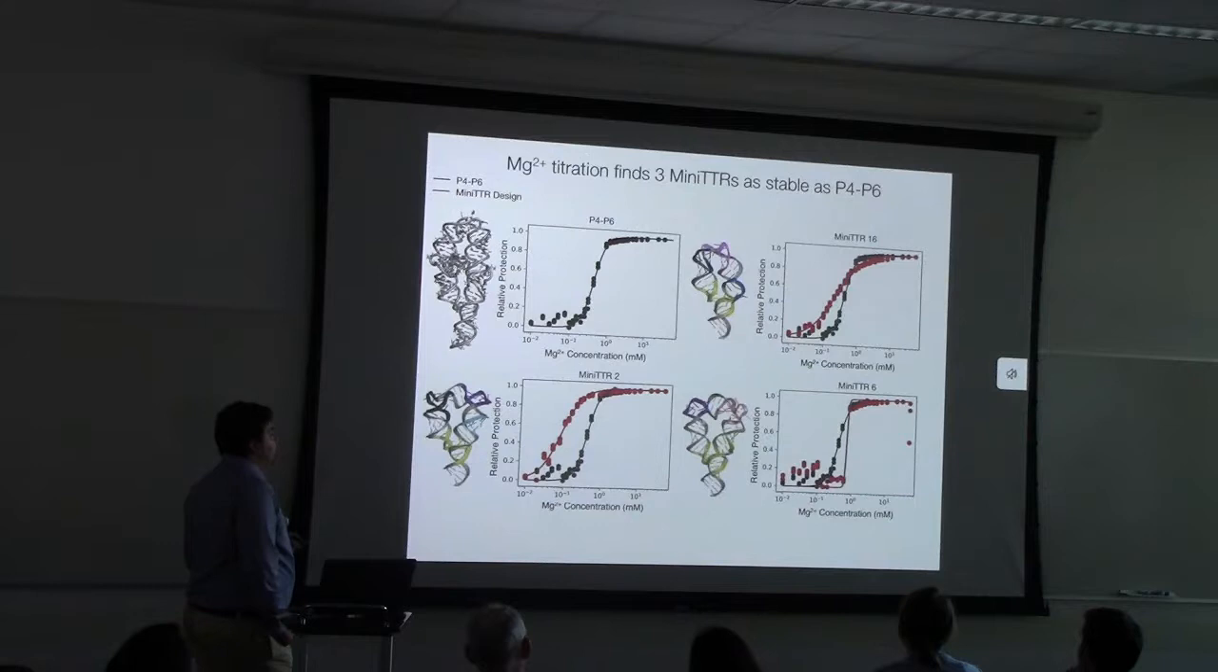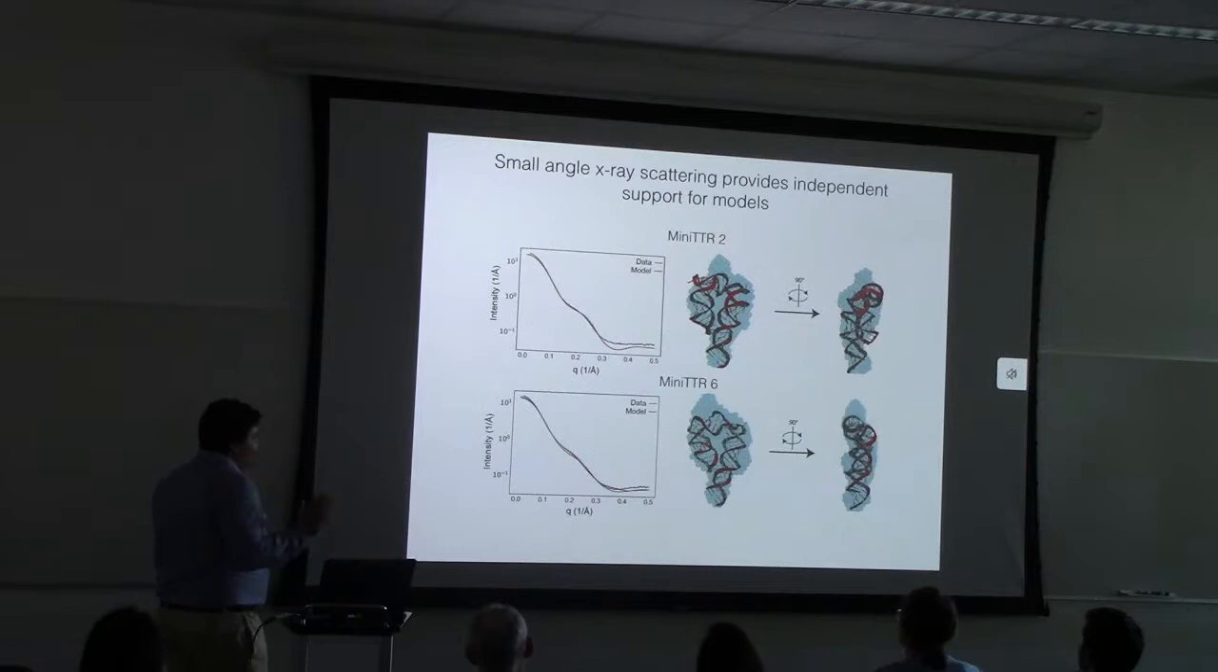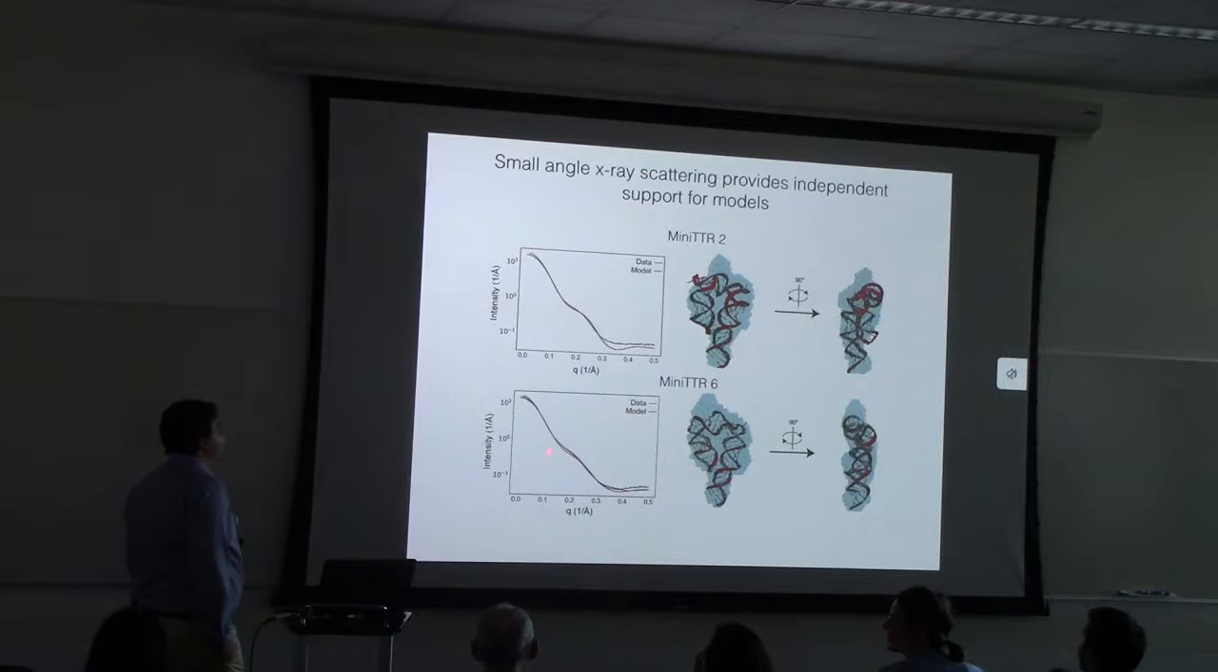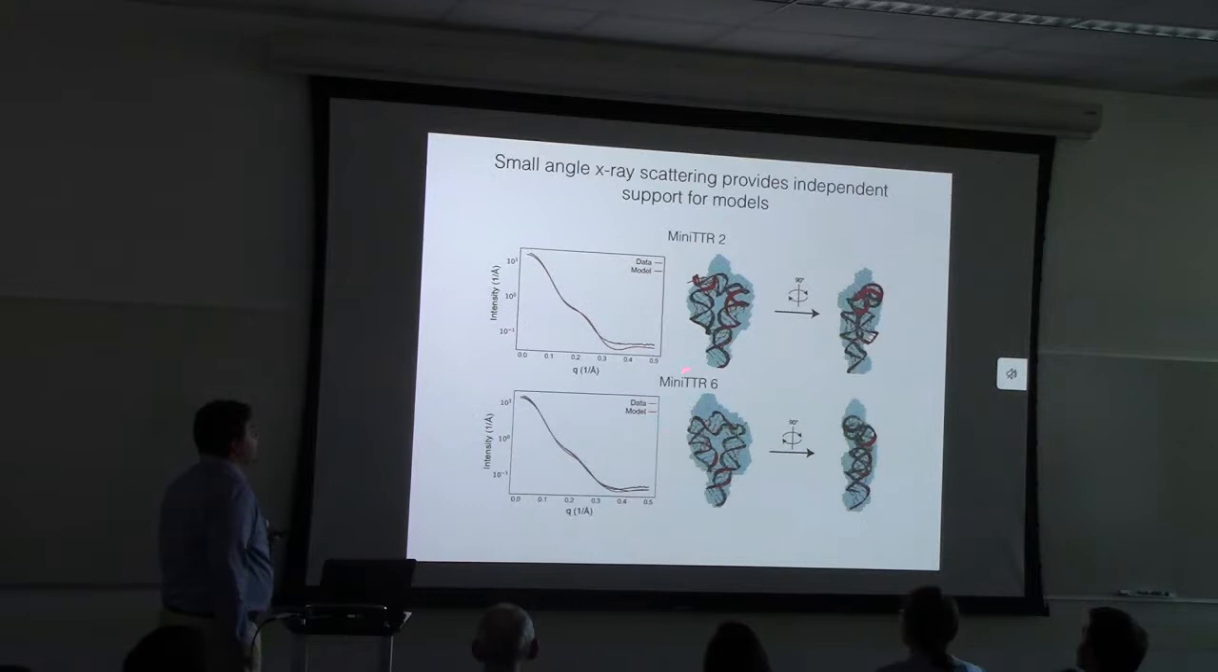Going on, there is one mention of stuff that Dan and his lab did. We did small angle X-ray scattering. Joy Song from Dan's lab did this for mini TTR 2 and 6, and we got envelopes that we put our models in, and you can see they suggest that they're monomers and very similar to the model for 2 and 6.